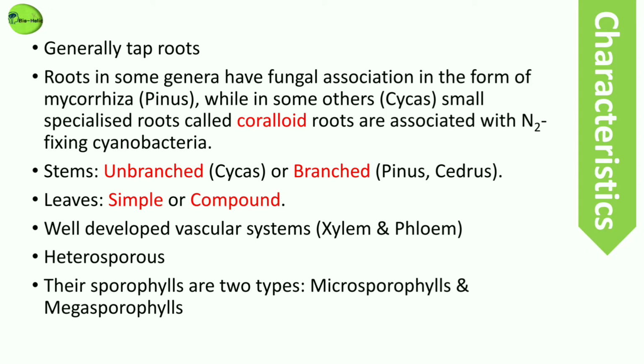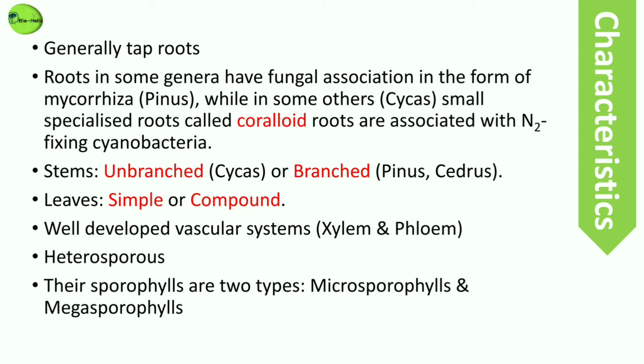Now, the roots are generally tap roots. The direct elongation of the radicle leads to the formation of the primary root, which grows inside the soil. The primary root and its branches constitute the taproot system. And the roots in some genera like Pinus have a fungal association in the form of mycorrhiza. Now, what is mycorrhiza? Mycorrhiza is a symbiotic association of a fungus and the root of a higher plant.